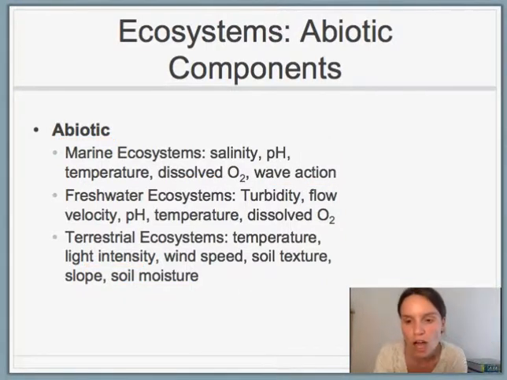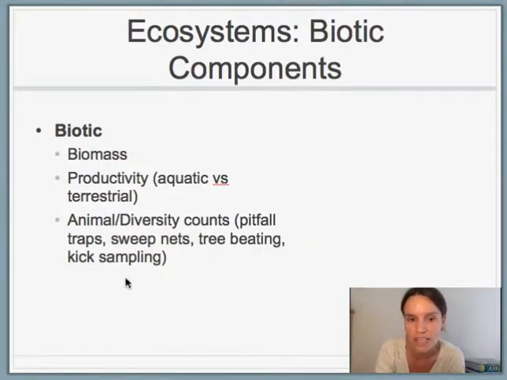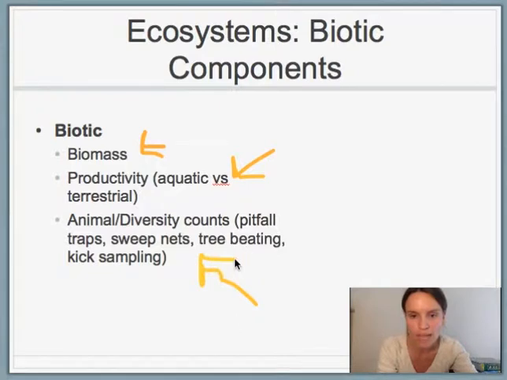If you want to not only look at abiotic factors, though, you can also study the living things in an ecosystem. And you can do that through biomass measurements, productivity measurements, and animal and diversity counts. You can measure the amount of animals that are in a given ecosystem or create some kind of an ecosystem index based on diversity. And we'll go over how to do that a little bit later in this lesson.